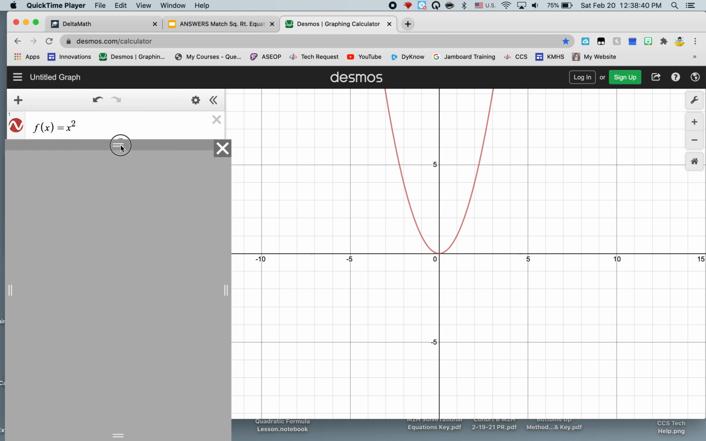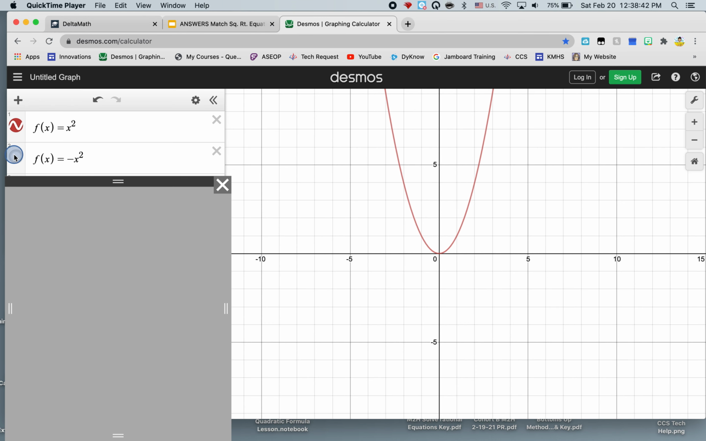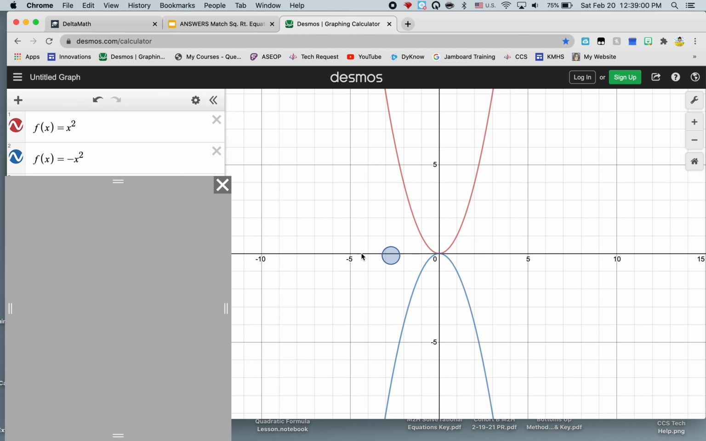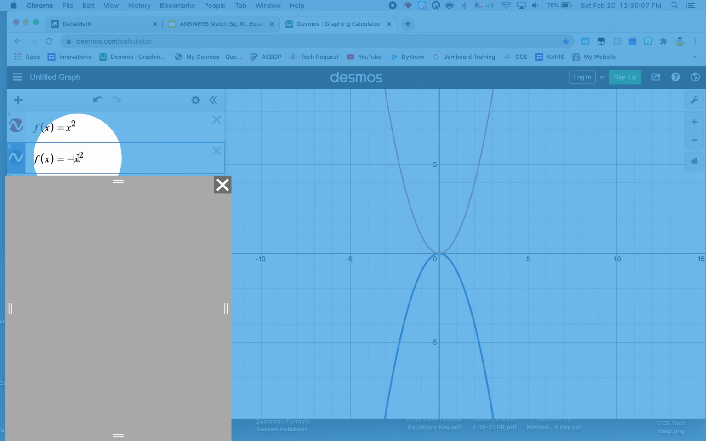So looking at this next image, if I do a parent function shift and I add a negative sign, all I did was add a negative in front of my x squared. Notice what happens. My vertex does not move, but now I've got an upside down graph, or it flips, or reflects over the x-axis. So note that the negative in front of the x squared, always go back to your parent function, that negative causes the function to flip.